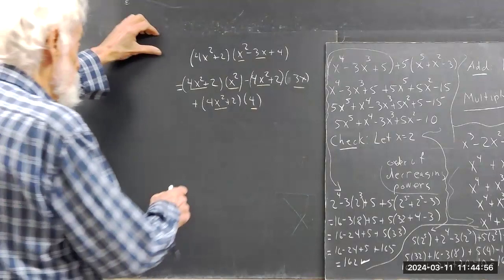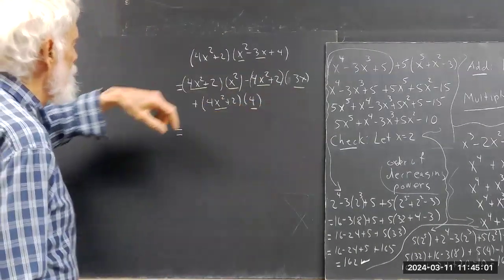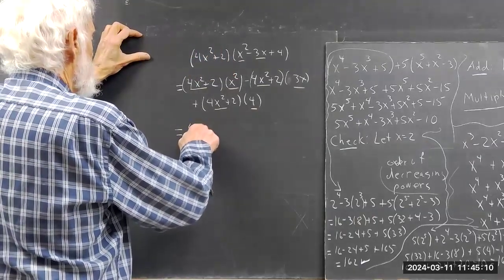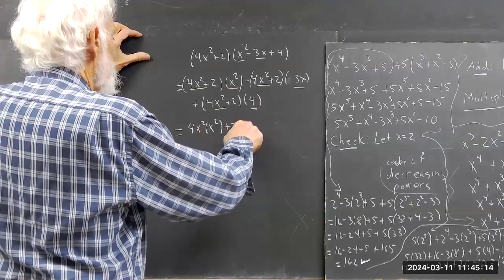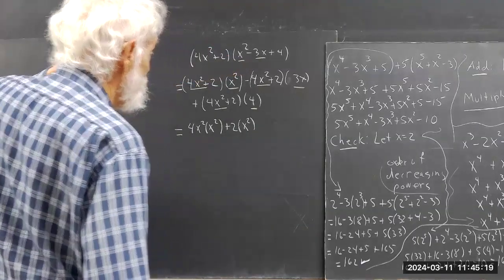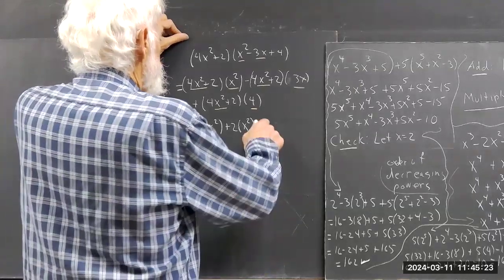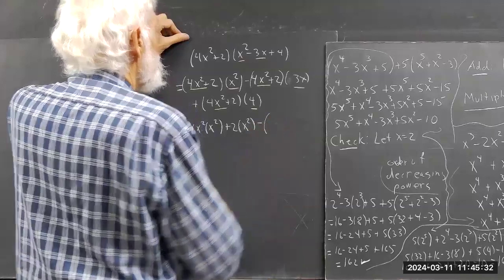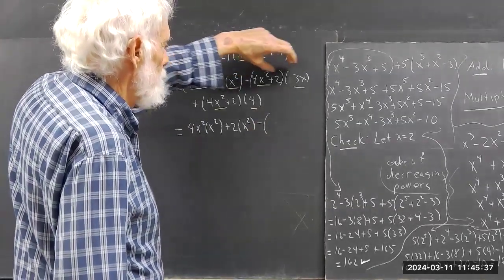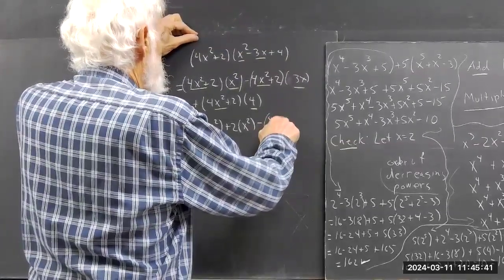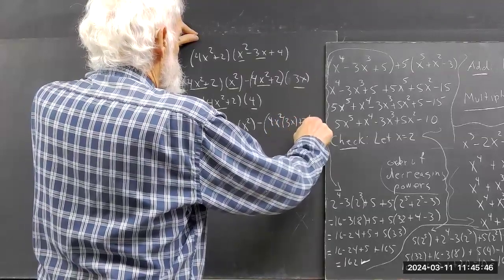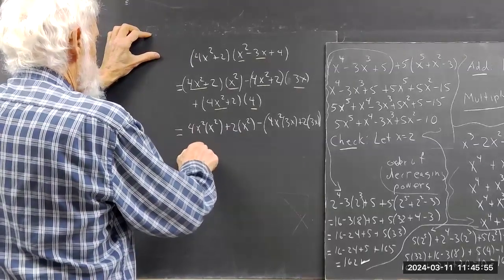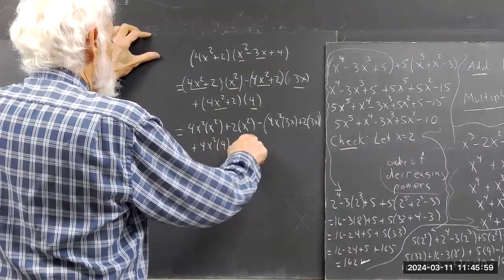Well, now we have to use the distributive law again, as it works on both sides. The 4x squared has to be multiplied by the x squared, and the 2 has to be multiplied by the x squared. So I've got 4x squared times x squared plus 2 times x squared. And then I've got a minus here, so I'm going to write that as minus, and put some parentheses here. I'm just going to multiply this by this: 4x squared times 3x plus 2 times 3x. And I'll worry about that minus sign when I get everything simplified inside. And then it's going to be plus 4x squared times 4 plus 2 times 4.